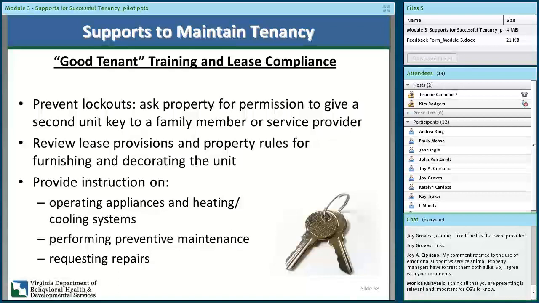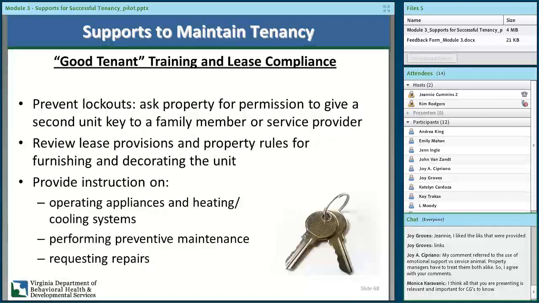Guides can have the individual ask property management for permission to give a second unit key to a trusted family member or a service provider. This will help prevent lockouts that could result in some significant charges to the individual.